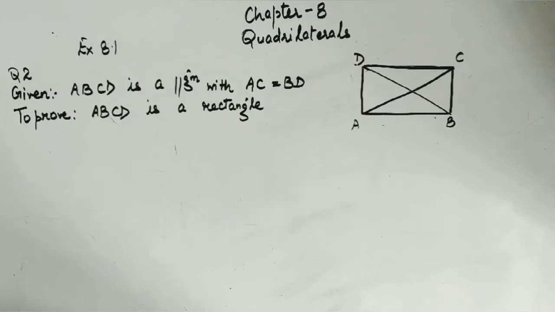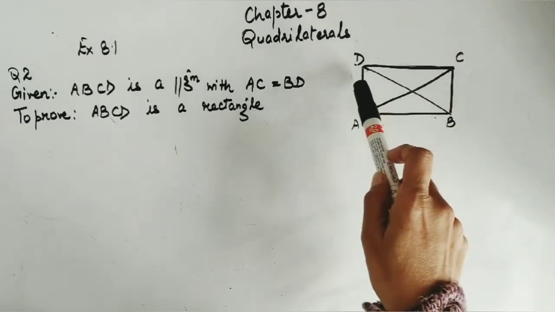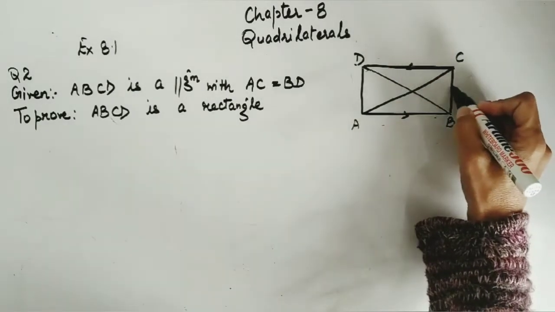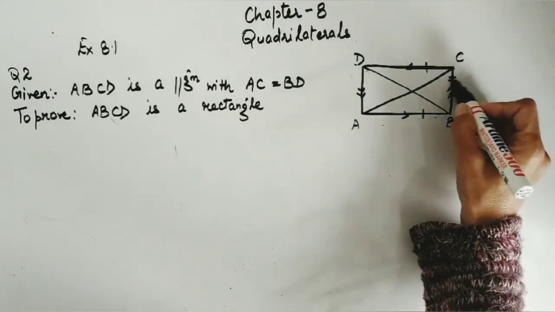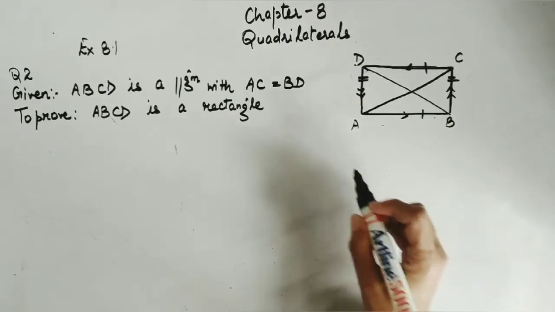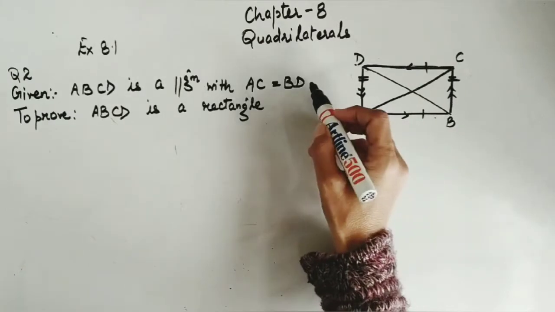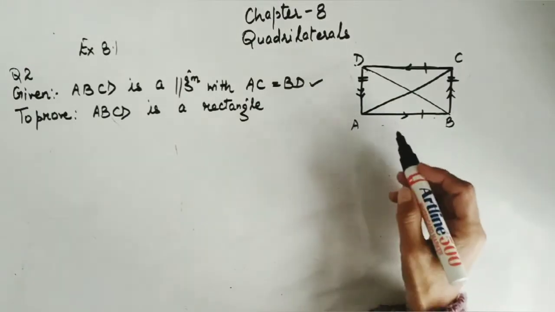Now we are taking up one question from exercise 8.1. Question says, if the diagonals of a parallelogram are equal, show that it is a rectangle. So as you see this figure, ABCD is given as a parallelogram. Opposite sides are parallel and equal. Another thing, AC and BD, these diagonals are equal. This is added on information given. We need to prove that this figure is a rectangle.